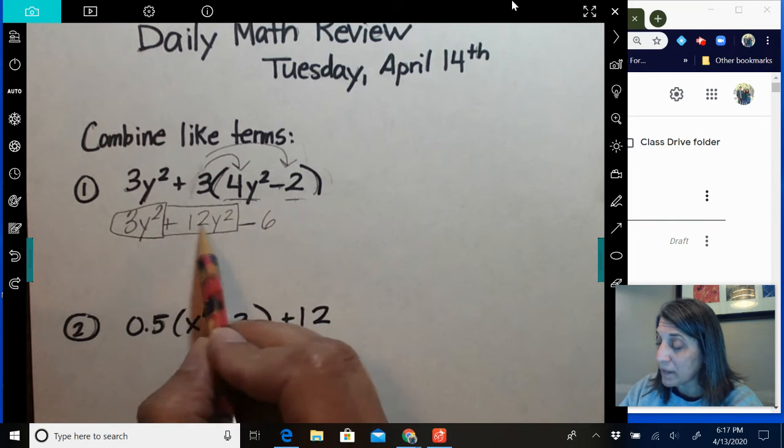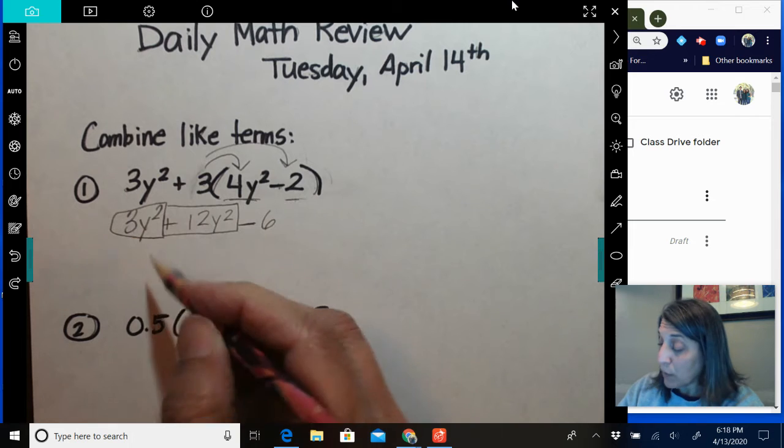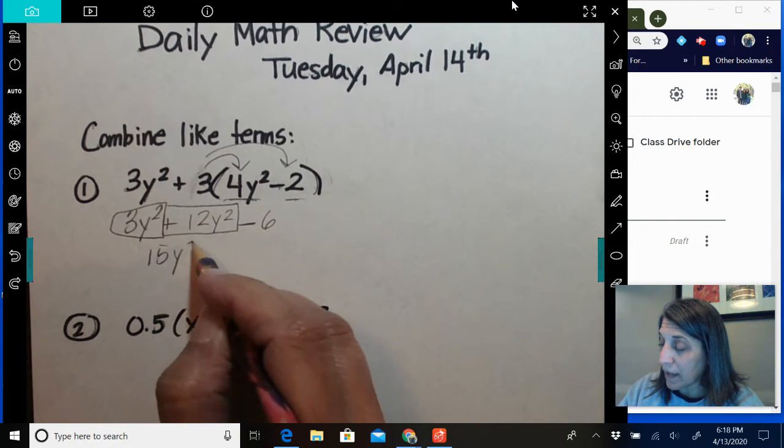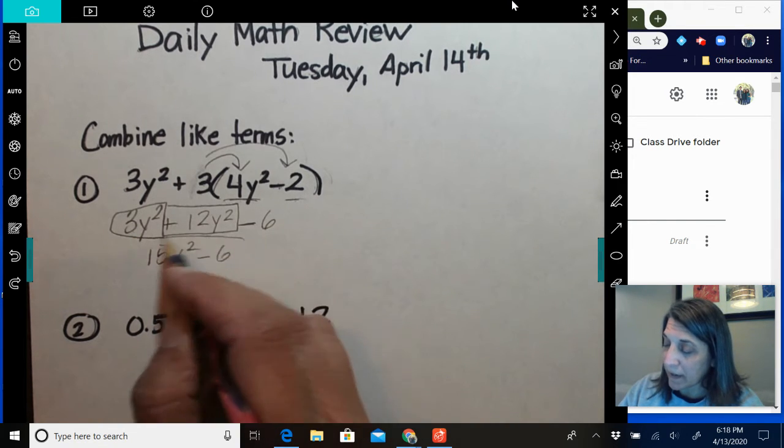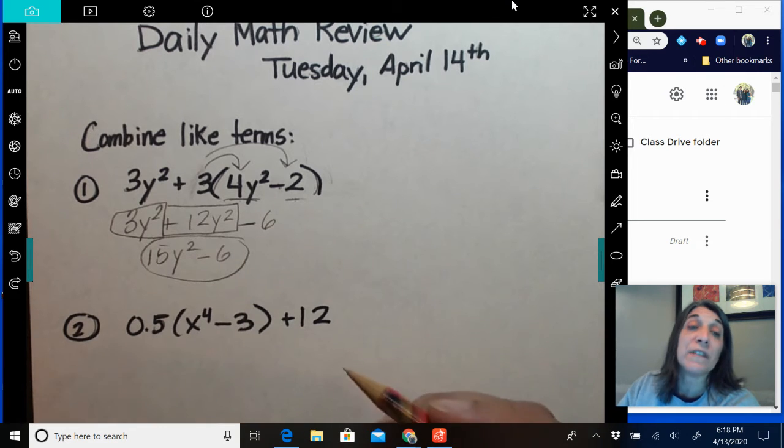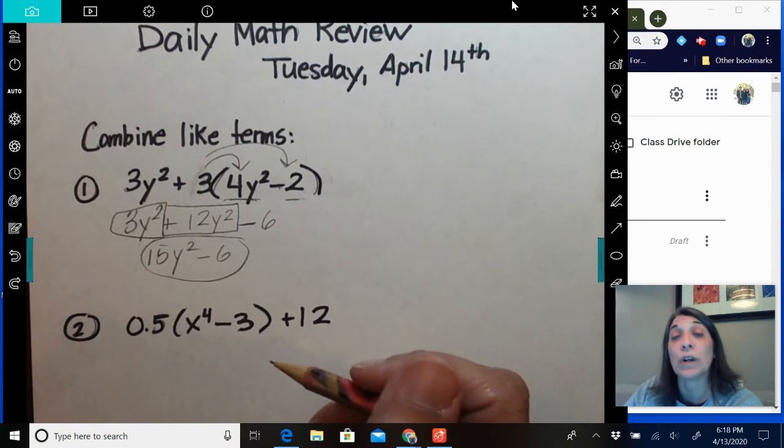So now I know I have a positive 12 and a positive 3, which just gives me 15y squared, and I still have my minus 6. So this is my final answer on the first one. If you got 15y squared minus 6, then you were correct.